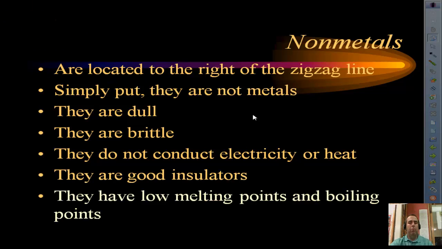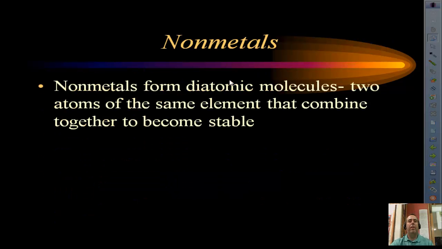They have very low melting points, and they also have very low boiling points. And when you look at the periodic table, that is the reason why the majority of them are gases, because they have those low melting points and low boiling points. Nonmetals form diatomic molecules. Diatomic molecules are two atoms of the same element that combine together to become stable.